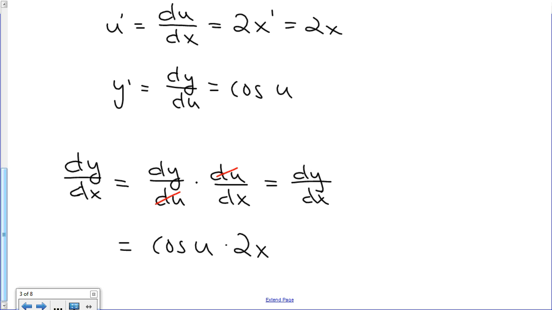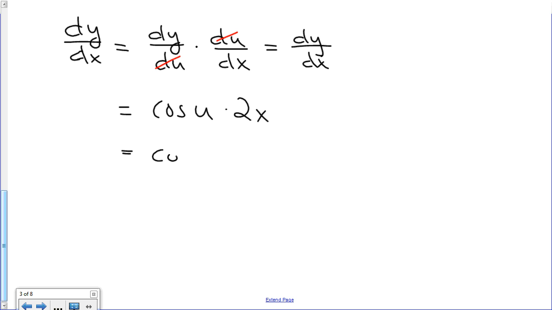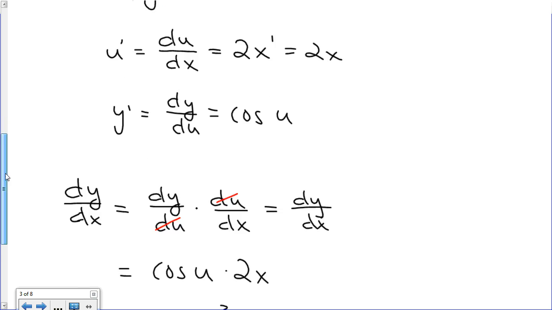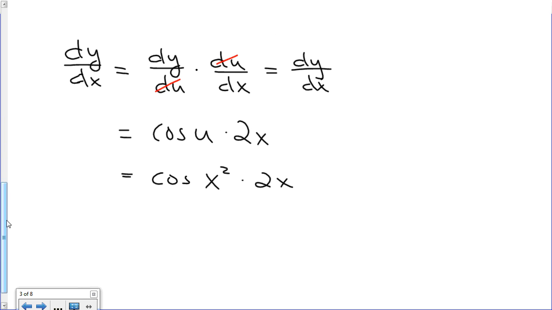And the only thing I don't like about this is I've now written the derivative in terms of two variables, u and x, where the original function was in terms of just x. So let's replace u with what it's equal to. So the cosine of, instead of u, remember u was equal to x squared, times 2x. So notice that to find the derivative of this function, we started out with the sine of x squared, and we ended up with its derivative being cosine of x squared times 2x.